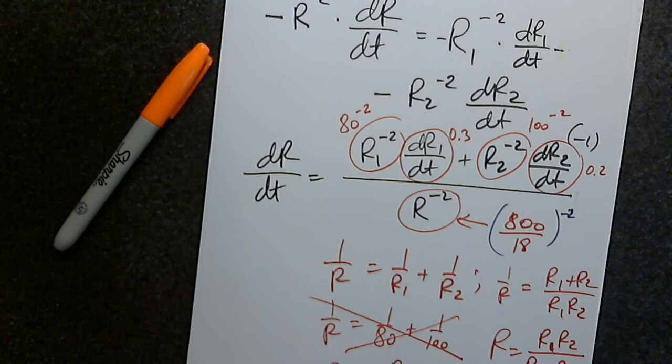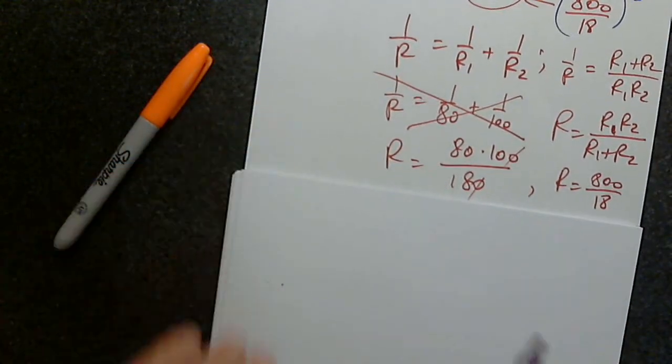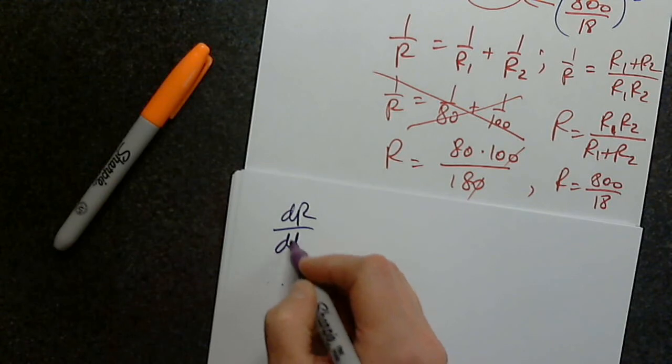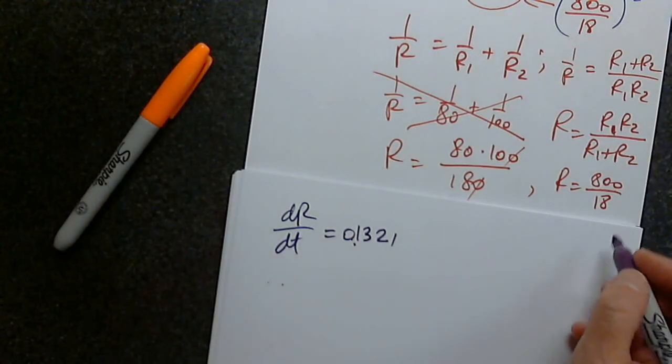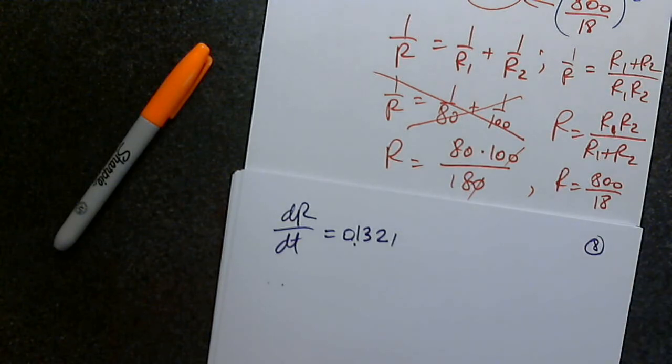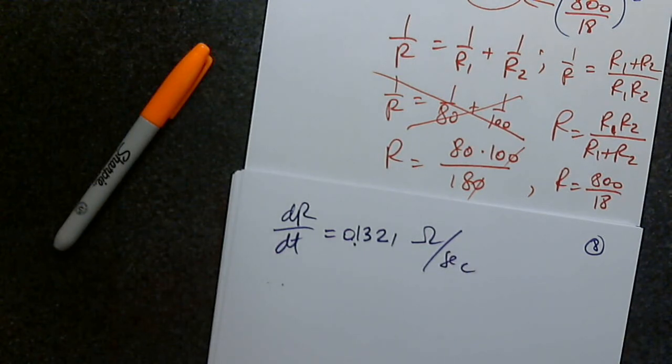So equals, okay, 0.1321. So dr over dt in those conditions is 0.1321. Measurement unit, please. Thank you. Excellent.